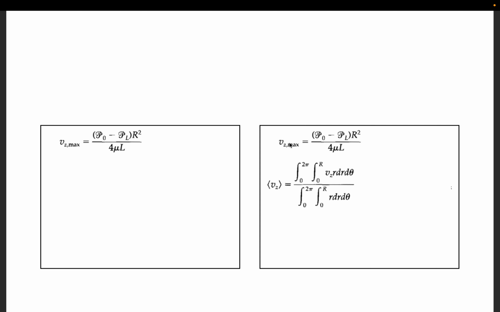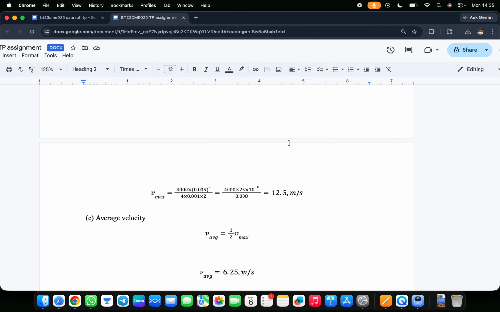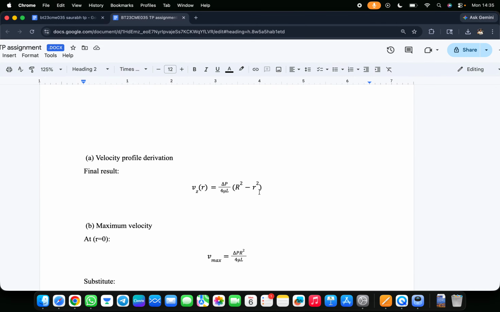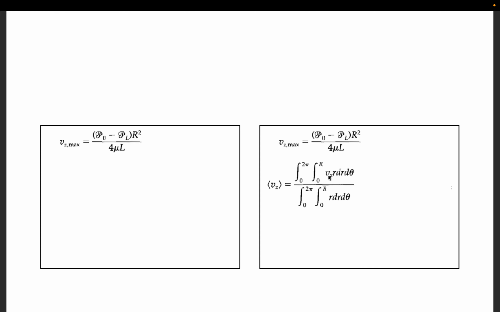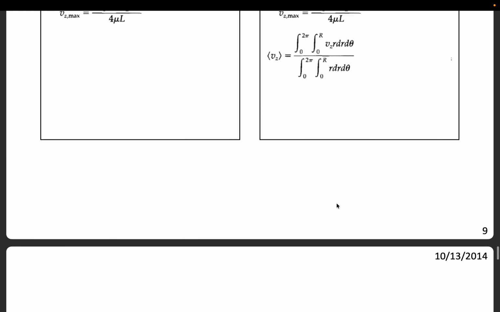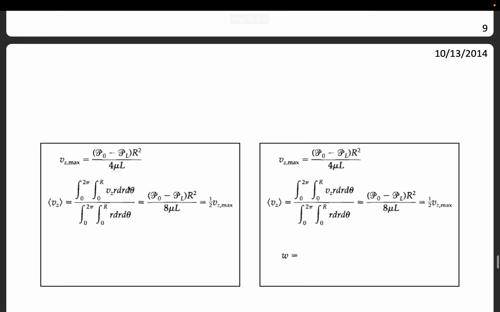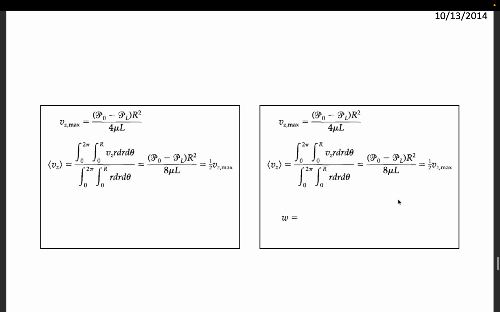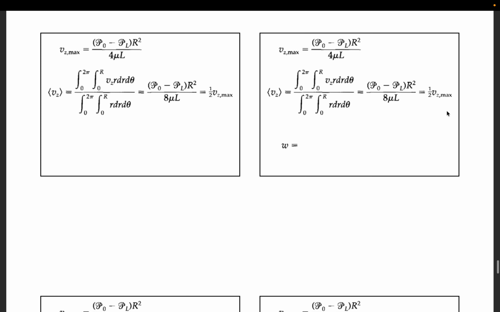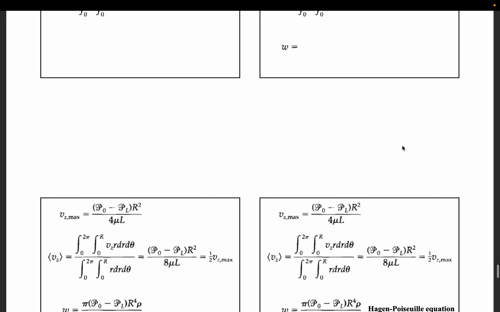Vz, we will take what Vz we have got. Look there, Vz is del P by 4 mu times (R square minus r square), and what will be its corresponding area? So we integrate 0 to 2 pi and 0 to R of Vz r dr d theta, divided by the integral of r dr d theta. Doing this and putting this value there, it comes to 1 by 2 Vz max.